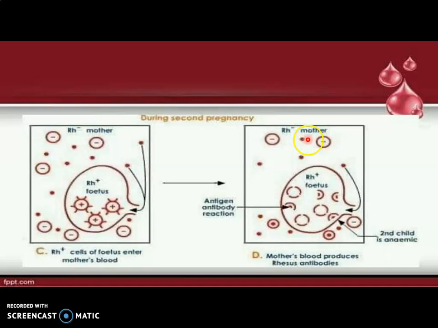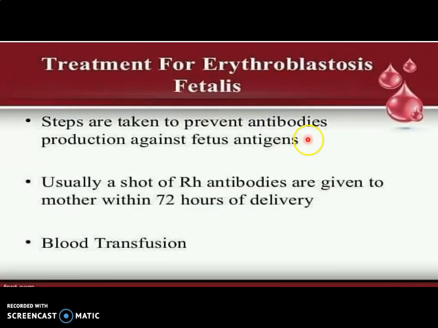So the production of these antibodies will bring about hemolysis. It will bring about anemia, because the antigen-antibody reaction will affect the child. Miscarriage might even occur. So it's always advisable for people to observe these processes in case we have such an issue. These are steps that we can take in order to avoid this.